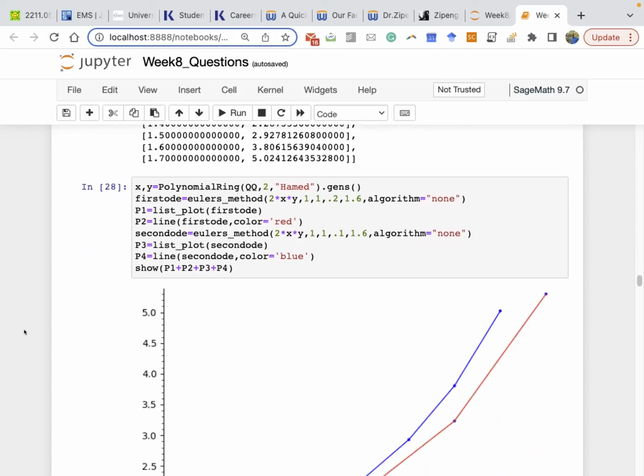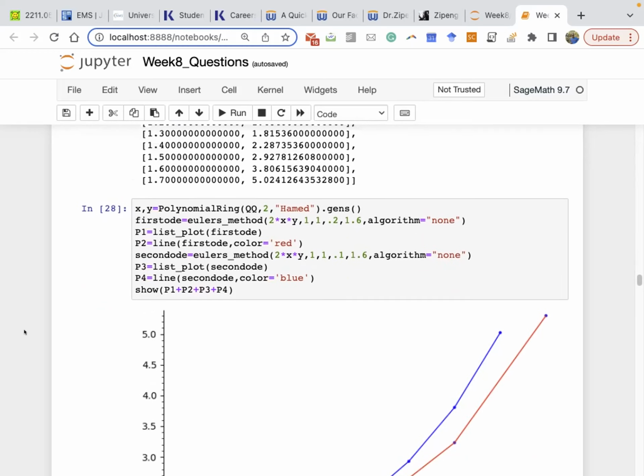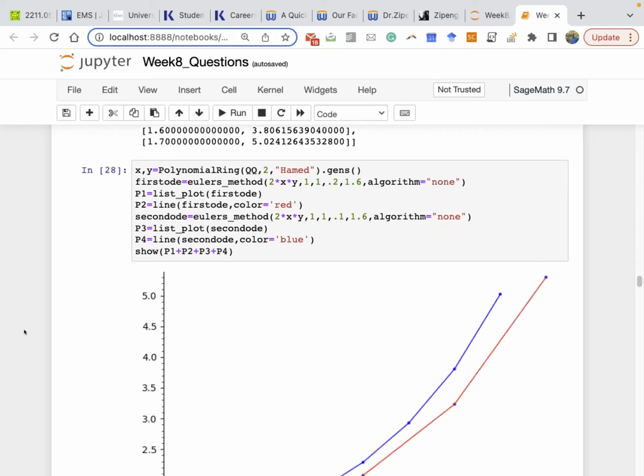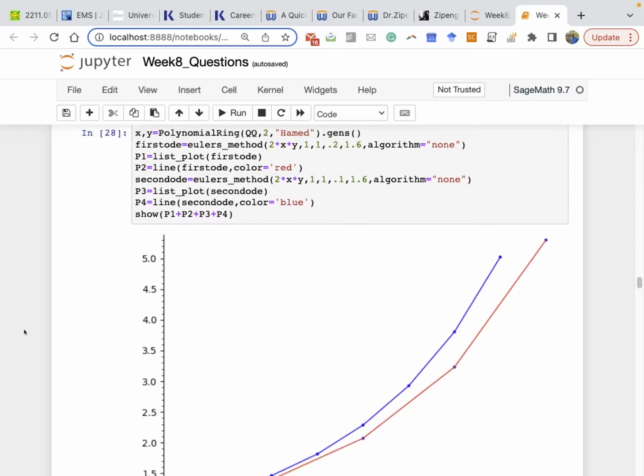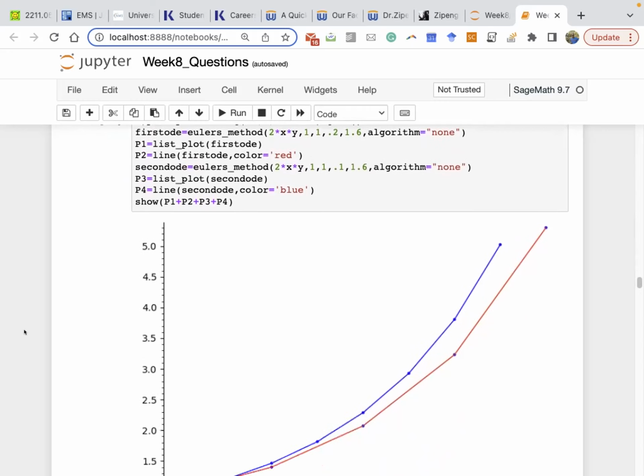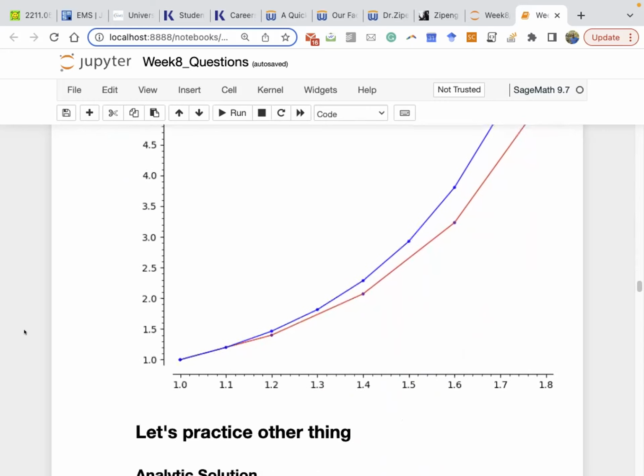Okay. This is better because you're able to plot your results. Okay. So same thing. This is another question. 2xy. First Euler method. Y of 1 is 1. Its step size is 2/10, and the target is 1.6. Here is step size 1/10, finer, smaller. If you are able to plot this. See, the blue is the finer one, the red one is the lazy one.